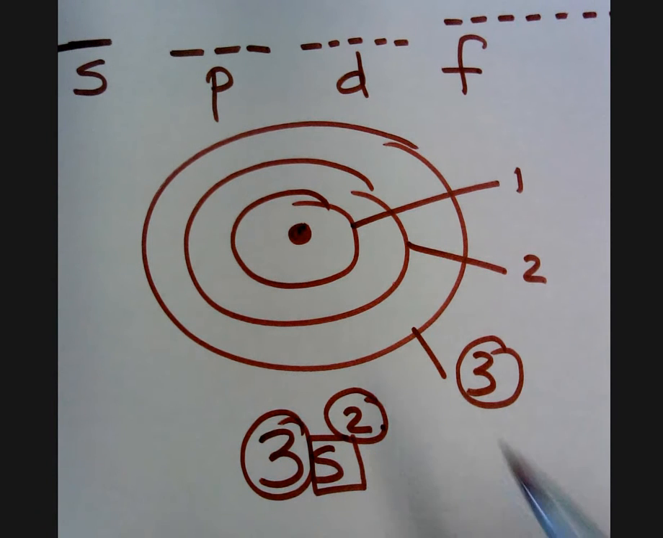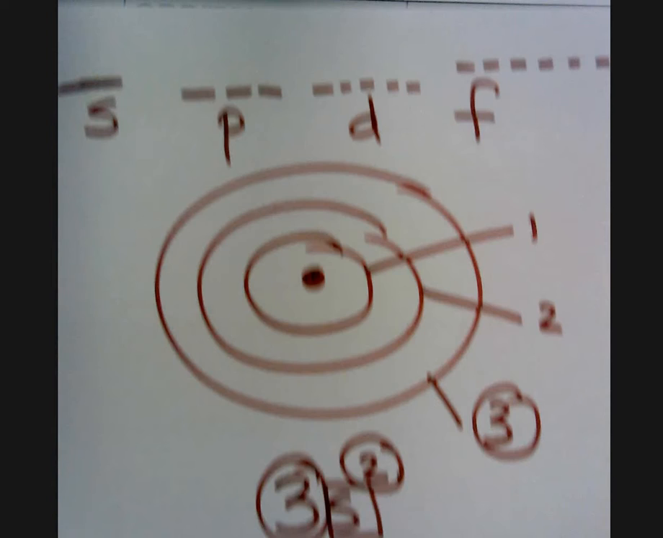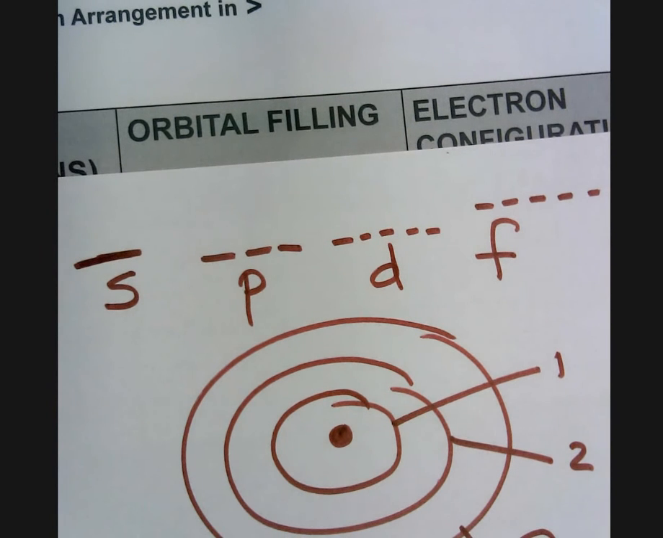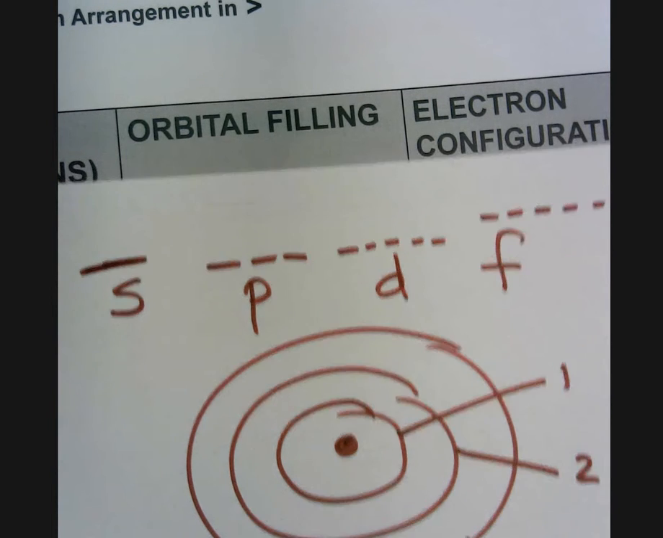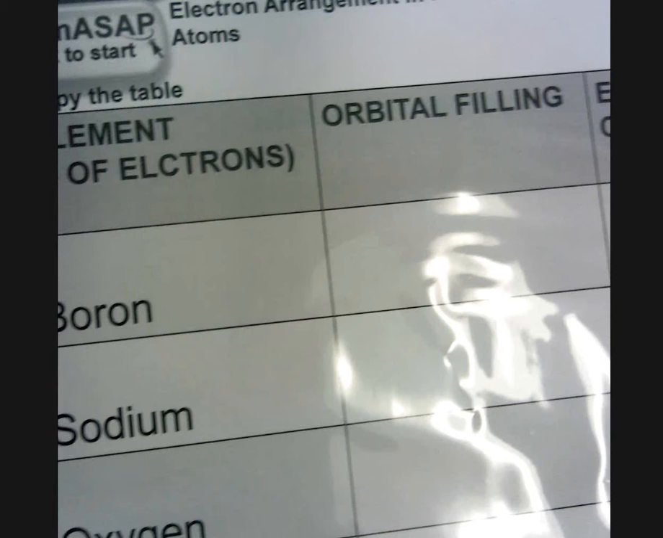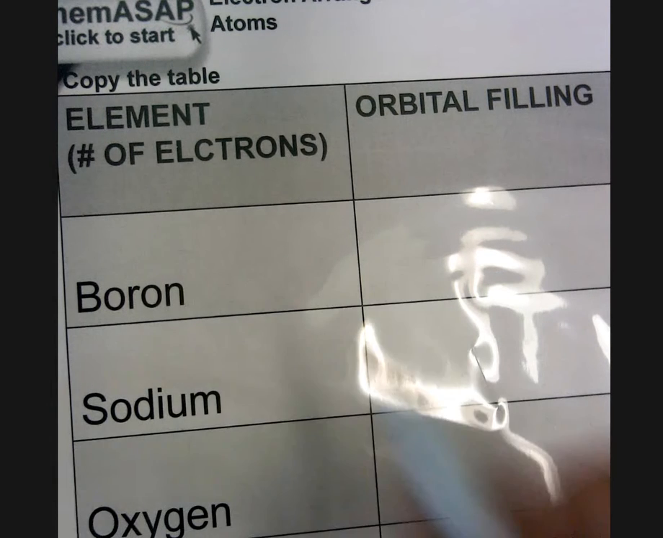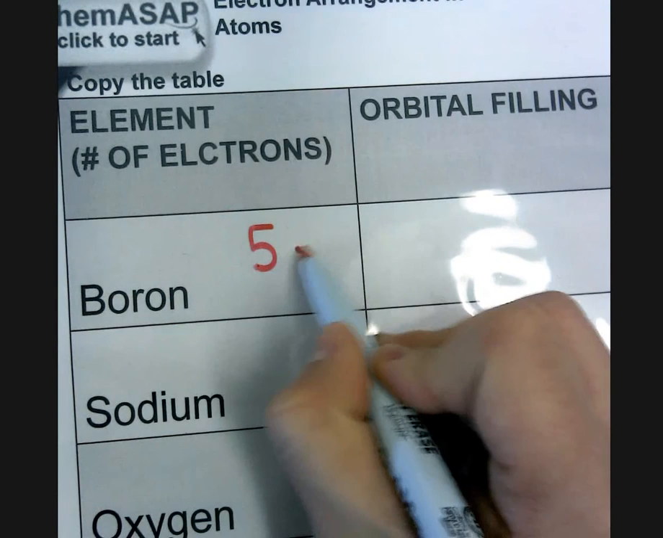So what we're going to do is we're going to look at orbital filling. And what we're doing is filling out the orbitals for all of the electrons for that element. So let's take a look at the first element, boron. How many electrons does boron have? Look at your periodic table if you have it out. 5. Okay? And we're going to put 5 electrons here.